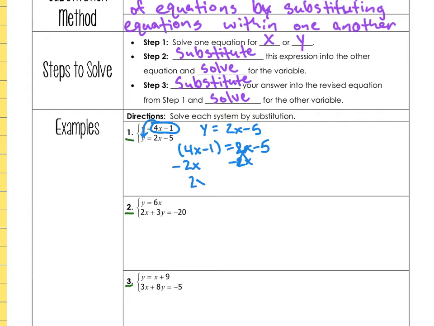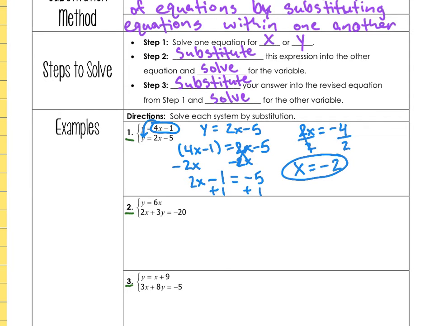And 4x minus 2x is just 2x. I still have the minus 1, equals minus 5. Now I'm trying to get x by itself, right? This is just a two-step equation now. Add 1 to both sides so that 2x is equal to negative 4, and then divide both sides by 2. These are the same steps that we've taken since we first started learning how to solve equations. Negative 4 divided by 2 is negative 2.